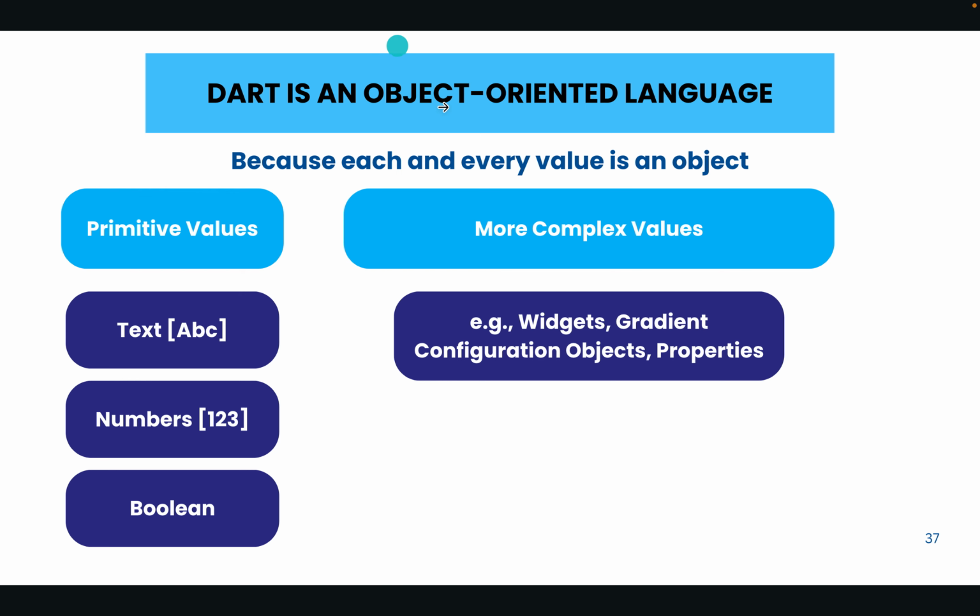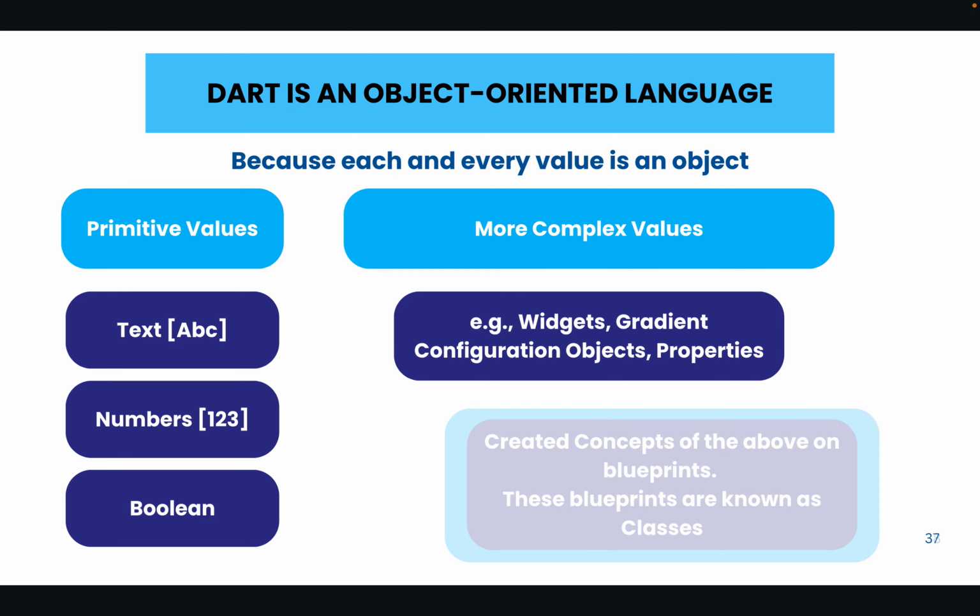Okay, that's why it's called object oriented programming. Let's suppose you write text. Text is also an object. Similarly, a number is also an object. Similarly, a widget is also an object. So because each and everything is an object, Dart is called an object oriented language. That means here we are declaring some kind of object, and by this object we are creating a particular structure. Is it clear?